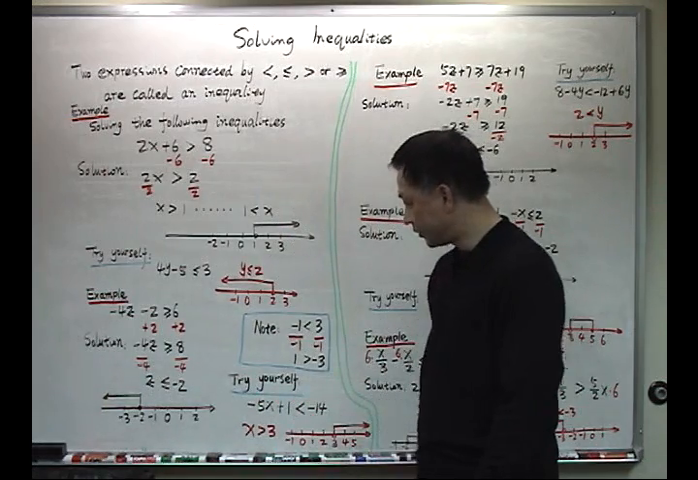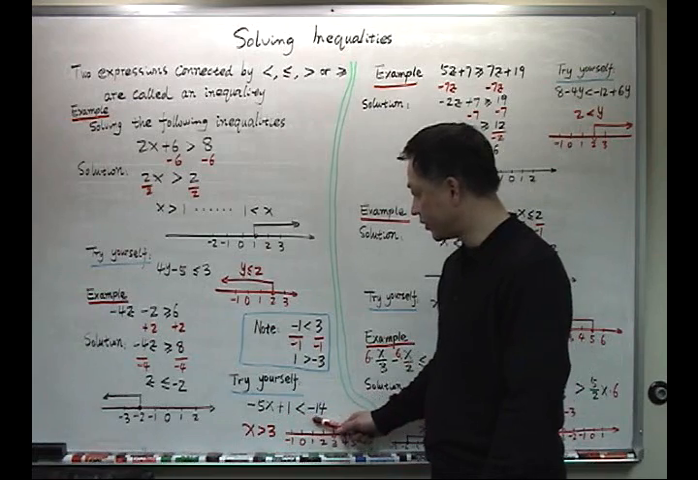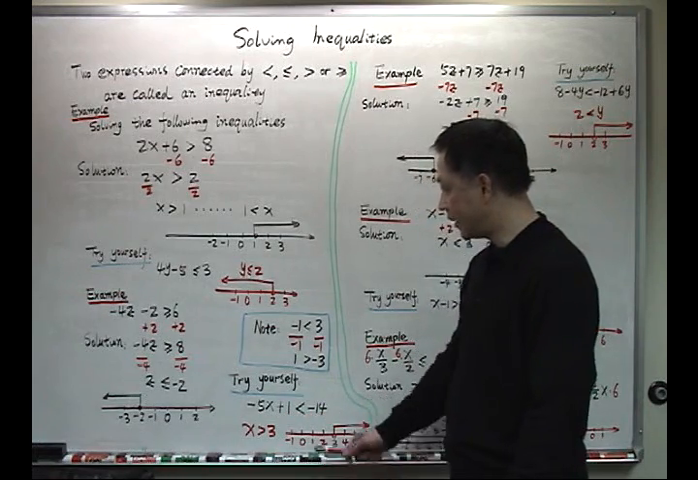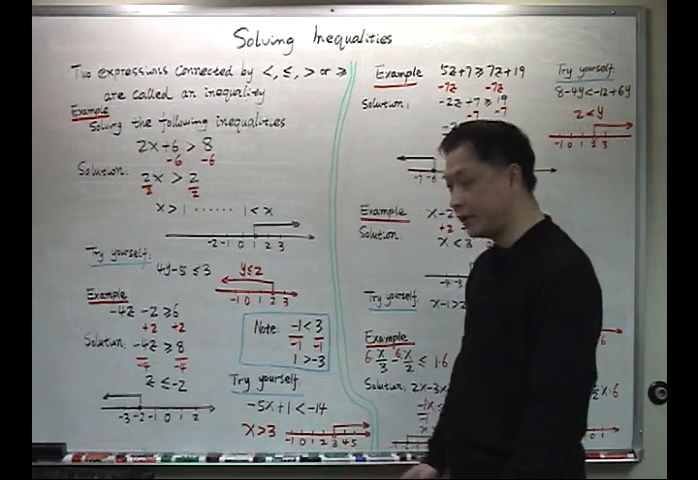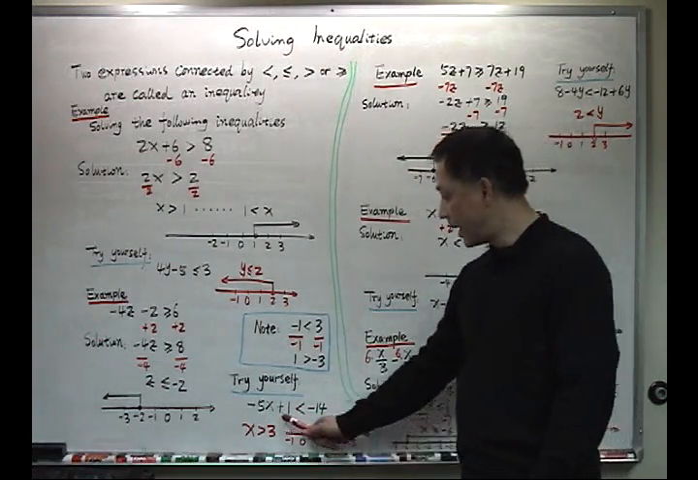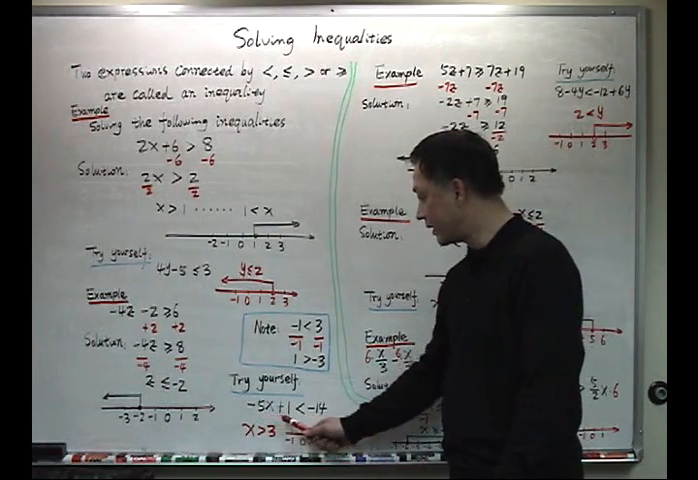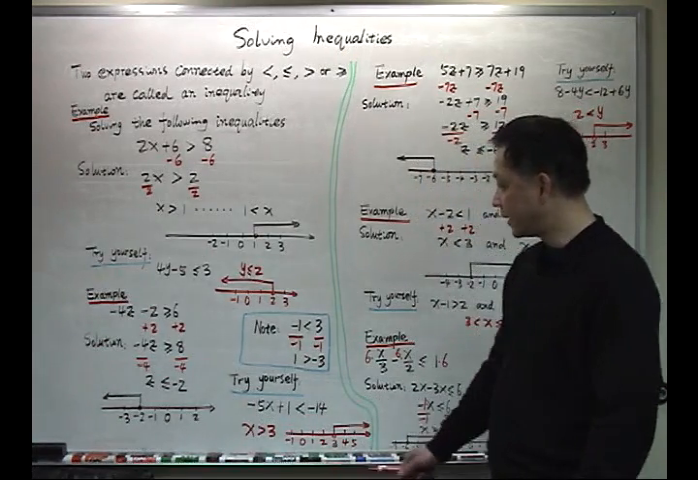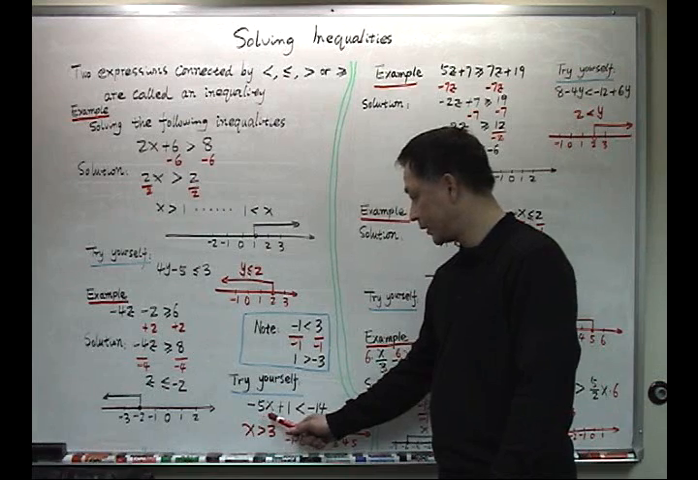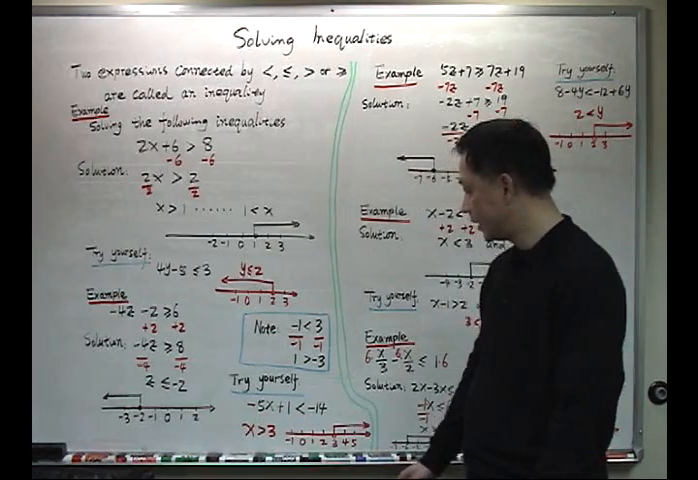Try this one yourself. You need to minus 1 on both sides. Okay, this is -5x plus 1 less than -14. So you want to minus 1 on both sides. Then you have -5x less than -15. When you divide by -5, the left-hand side is just x, because -5 and -5 cancel each other.